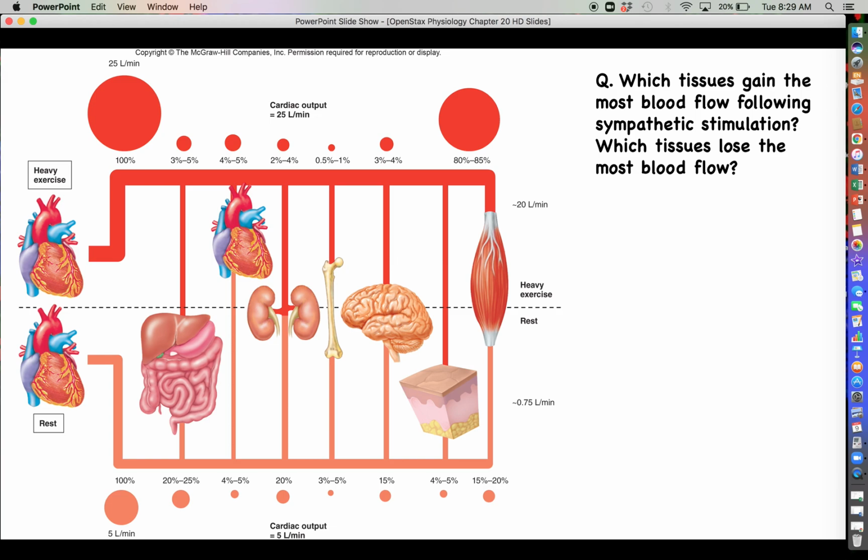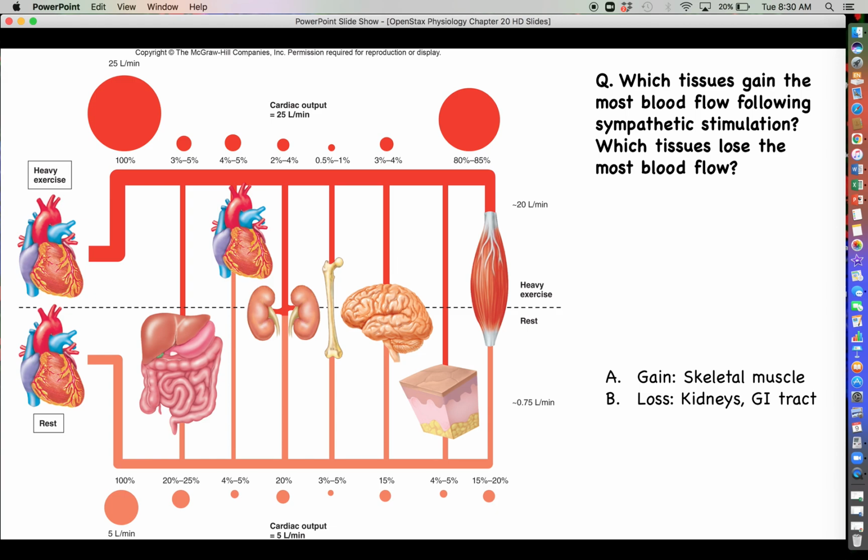Now, look at this diagram real quick. Other than skeletal muscle, which tissues gain the most blood flow following sympathetic stimulation? And really what I want you to focus on is which tissues lose out the most. So we know that skeletal muscle has the most to gain, but which tissues are losing the most blood flow when we go from a state of rest to a state of exercise? Like I said, obviously the gain is coming at the level of skeletal muscle.